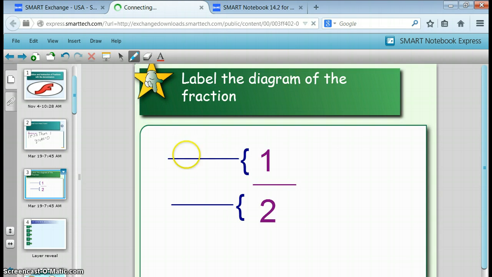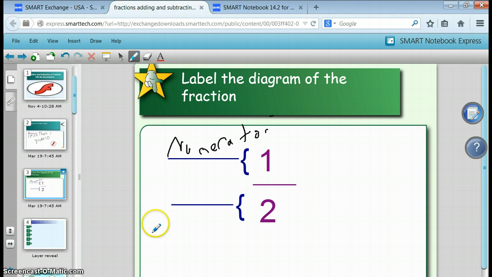So there are parts of a fraction. You've got up top here the numerator. Then you've got the bottom of your fraction, which is your denominator. That's the bottom of your fraction.